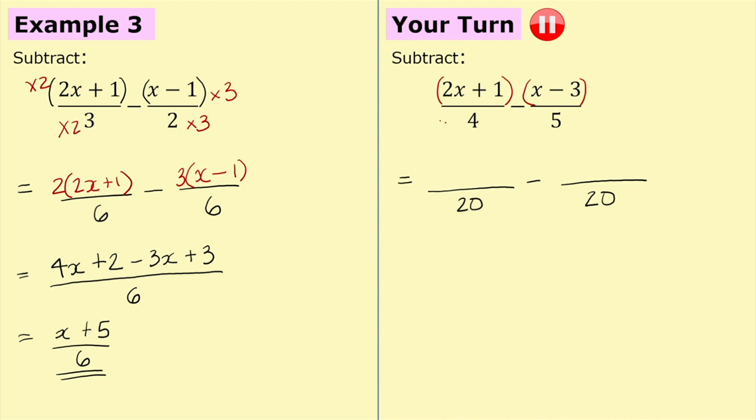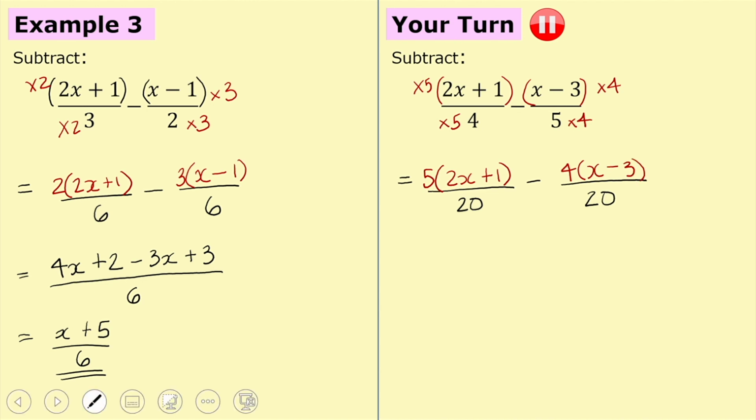So I've changed that 4 to 20 by timesing by 5, meaning I need to times this first bracket by 5. And then I've timesed the second fraction by 4 to get 20 on the bottom, meaning I need to times that first bracket by 4 as well.